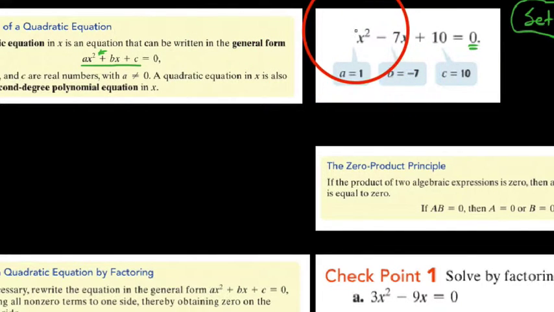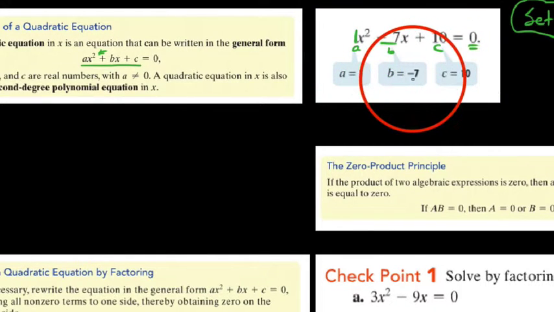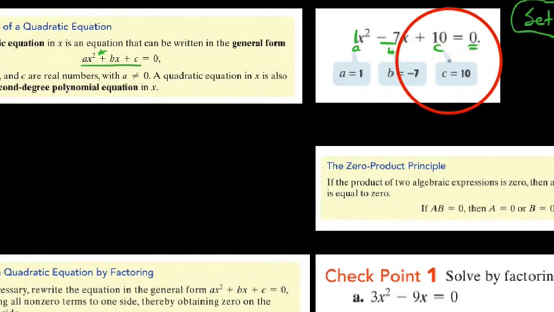So we say a in this case is our leading coefficient 1, and we have -7 as our b, and we have a c term of 10. So what we want to do is solve this equation.